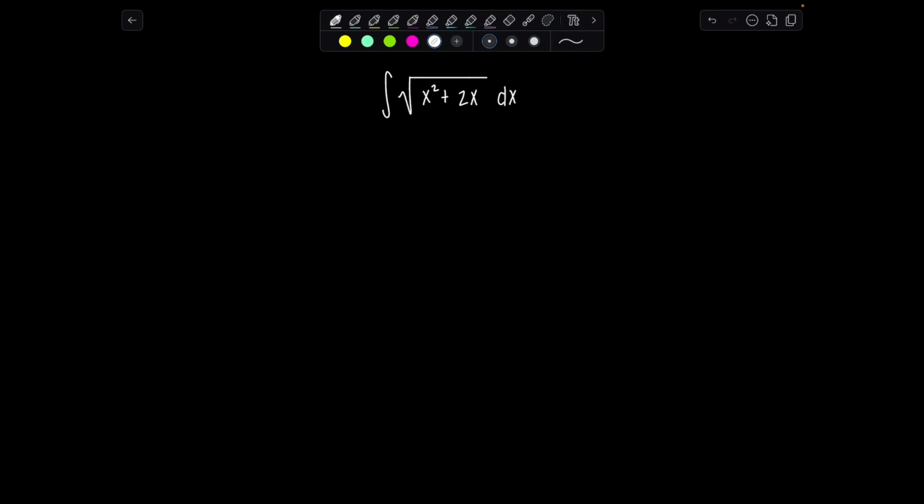It's a classic integration problem that you're going to see in a Calculus 2 class. So we have the indefinite integral of the square root of x squared plus 2x dx. So pause the video, try it on your own.